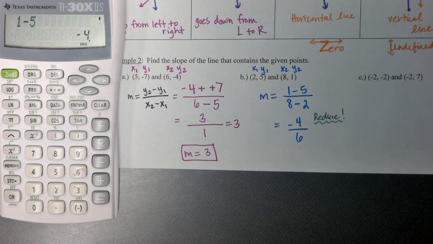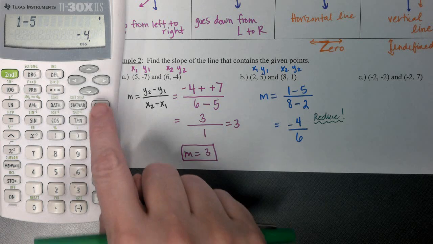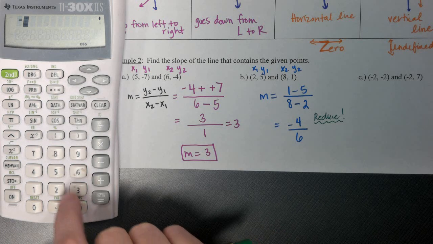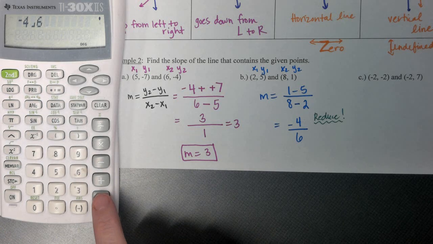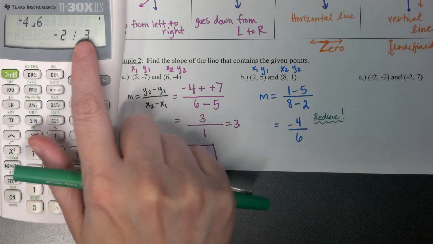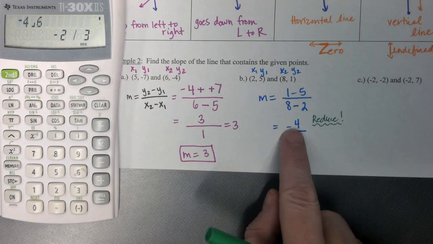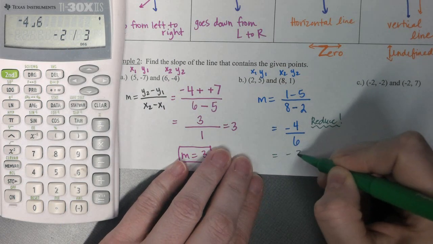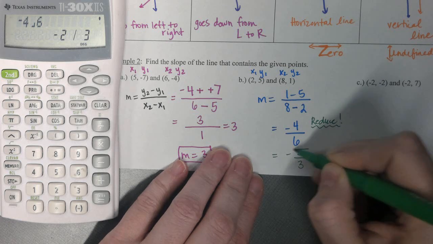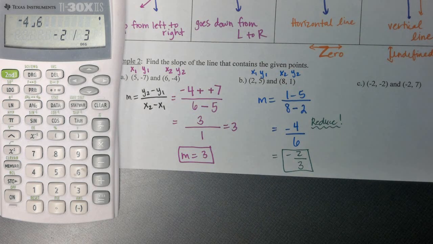Do you guys remember the trick I showed you too? You guys remember the trick I showed you? How you can reduce on your calculator? You can do -4 and use the ABC button over 6, and then look, -2/3. Okay, because 2 goes into 4 2 times, and 2 goes into 6 3 times. So that will be your final answer.